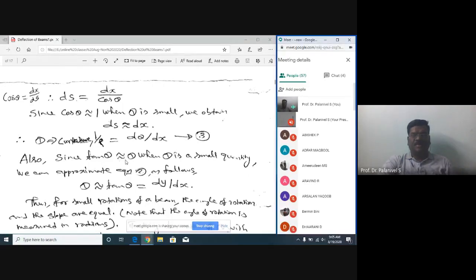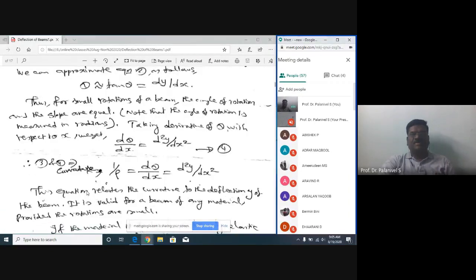Also, since tan theta is approximately theta when theta is a small quantity, we can approximate equation 2 as follows. Thus, for small rotation of a beam, the angle of rotation and the slope are equal, right? Note that the angle of rotation is measured in radians. Taking derivatives of theta with respect to x, we get, so here I told you theta equals dy by dx. Just take the derivative of theta, that is d theta by dx is equal to d square y by dx square.